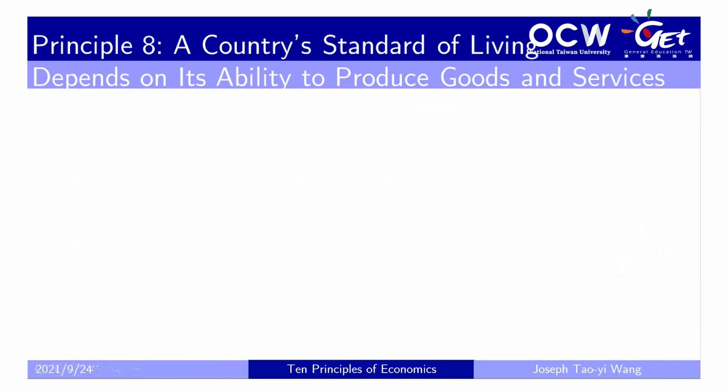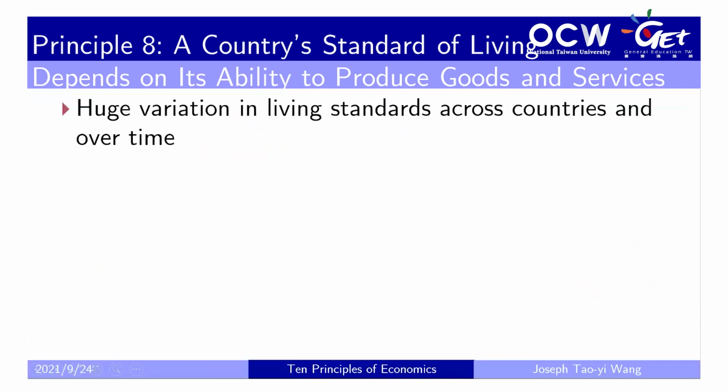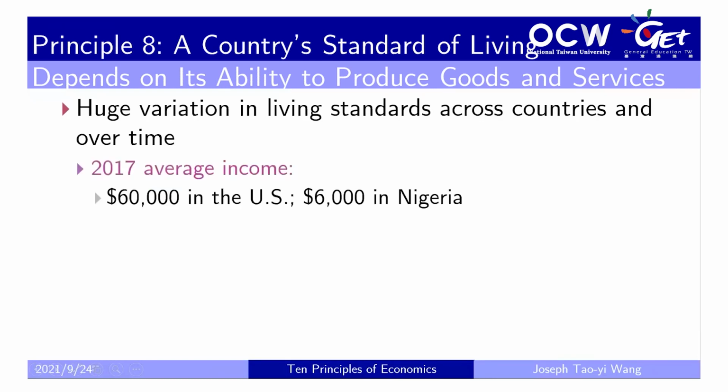All right, principle 8. A country's standard of living depends on its ability to produce goods and services. If you look across countries and across time, you would find that standard of living is very different. Think about the US. The US has an average income of $60,000 in 2017, whereas Nigeria is only 6K. So that's 10 times the difference.